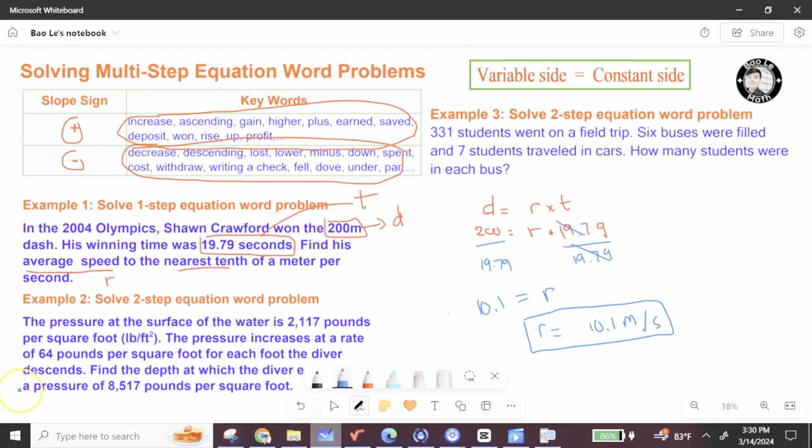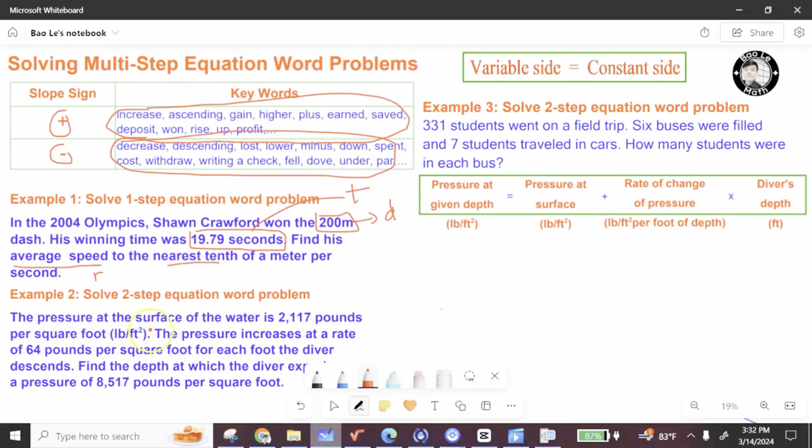Now, let's move on to number 2. The pressure at the surface of the water is 2,117 pounds per square foot. The pressure increased, so here's the keyword. It tells us that this is a positive rate of change. At a rate of 64 pounds per square foot for each foot the diver descends. Find the depth at which the diver experiences a pressure of 8,517 pounds per square foot.